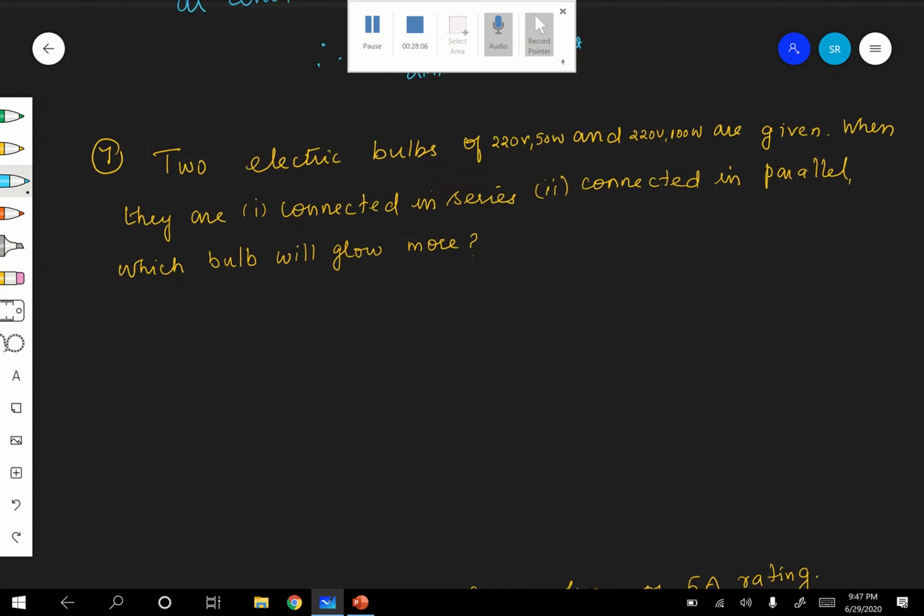Two electric bulbs of 220 volt 50 watt and 220 volt 100 watt are given. When they are connected in series and when connected in parallel, which bulb will glow more? When they are connected in series, which bulb will glow more? And when they are connected in parallel, which bulb will glow more? That is very, very important.